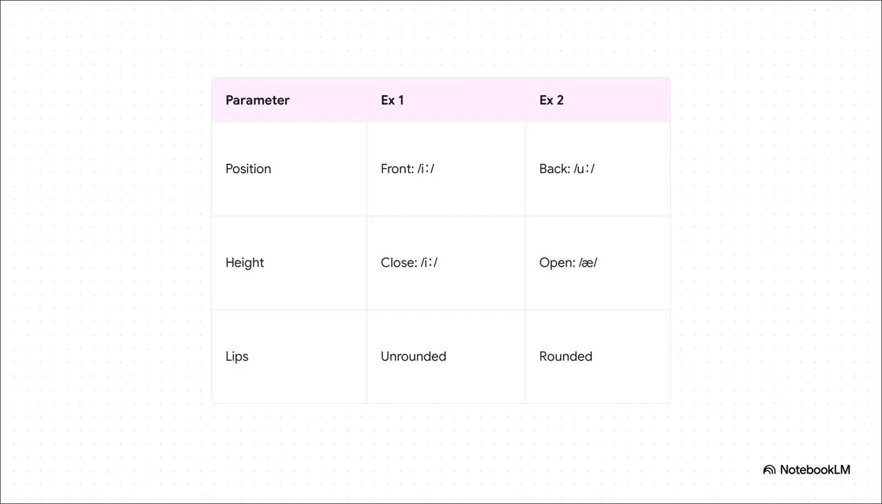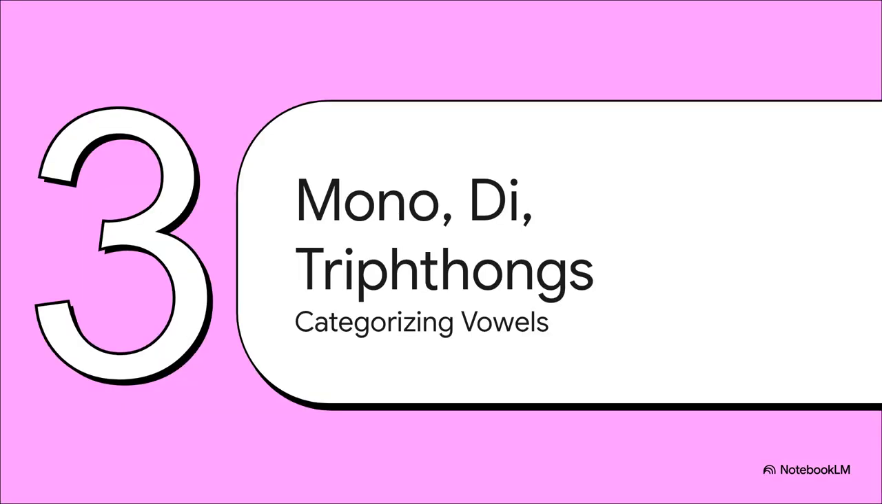Let's map out these abstract parameters to some tangible IPA symbols. For position, the E sound in C, which is written with that lowercase I and those 2 little triangles, well, that's a front vowel, but the U sound in food is a back vowel. When we look at height, both of those are closed vowels because your tongue is high up, but for a word like cat, your mouth is wide open, making it an open vowel. And finally, for lips, the E in C leaves your lips totally unrounded, while the U in food absolutely requires rounded lips.